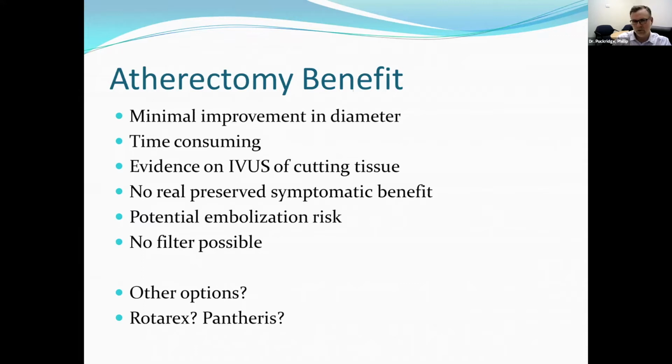Are there other options? Well, certainly there's publication of case reports using Rotarex to help with recanalization. Pantheris may be useful with the IVUS or the OCT component. But these are not designed for these big systems. The benefit we've seen with this really has been relatively minimal, but the tissue collection has been interesting. Thank you very much. I'll stop sharing.